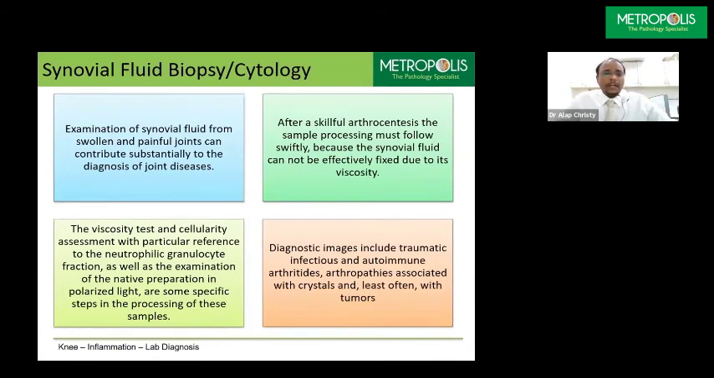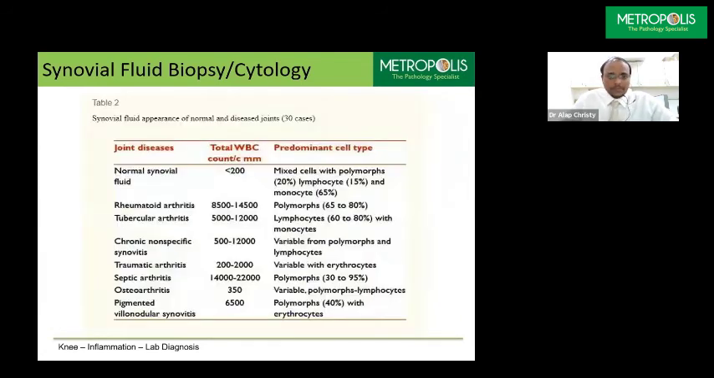Now, when we talk about biopsy or cytology, basically examination of synovial fluid, I think all the orthopedicians will definitely know how the procedure is. After skillful arthrocentesis, sample processing has to be followed swiftly, because synovial fluid cannot be effectively fixed due to its viscosity. So pre-analyticals play a very important role. The viscosity test, the cellularity assessment with particular reference to the neutrophilic granulocyte fraction, and the examination of a native preparation under polarized light are some specific steps in processing these samples. They are very useful in autoimmune arthritis and arthropathies involving crystals, and least often with tumors as well.